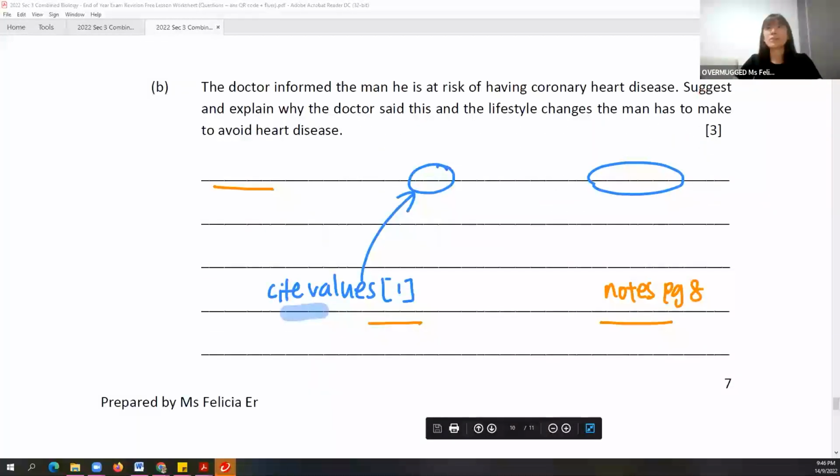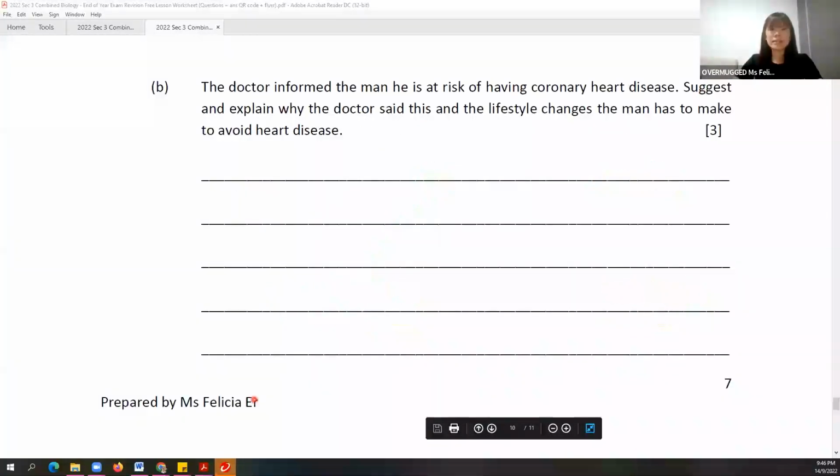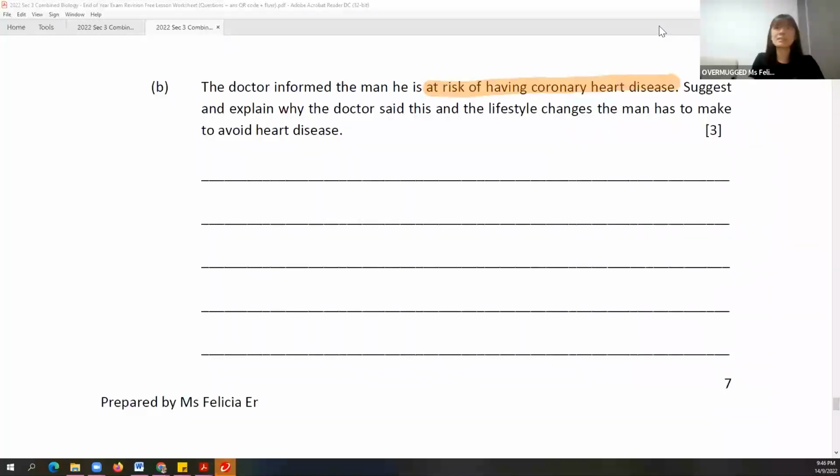Okay, so part B over here, they said that the doctor informed the man that he's at risk of coronary heart disease. Suggest and explain why the doctor said this and the lifestyle change that the man has to make to avoid the heart disease. So for this question, there are a few parts. One is that suggest and explain why the doctor said this. That means why he is at risk of having coronary heart disease. Then the second part is what is the lifestyle change?